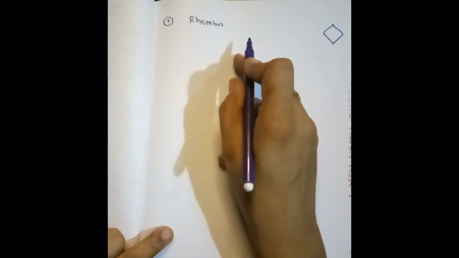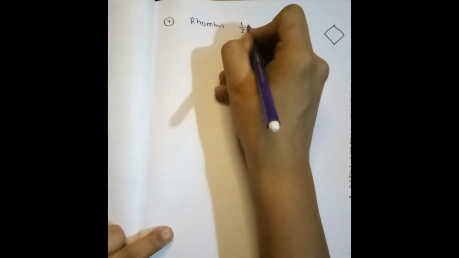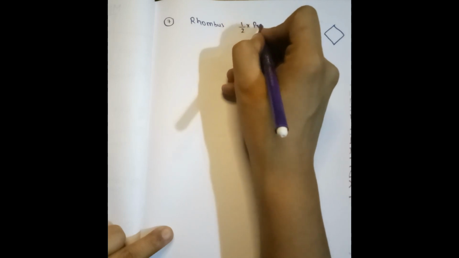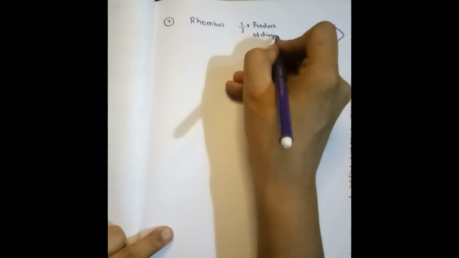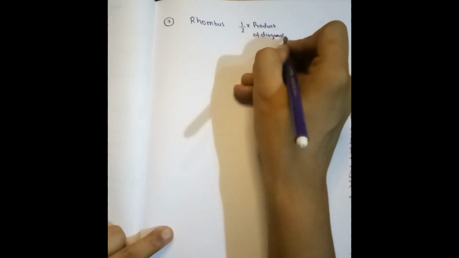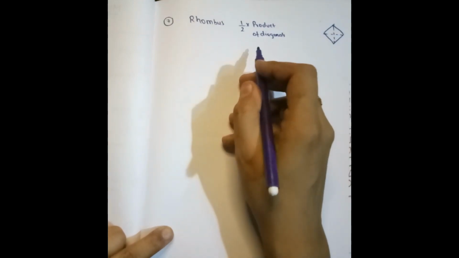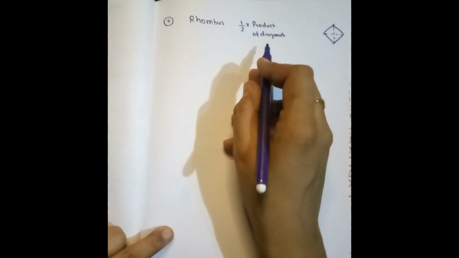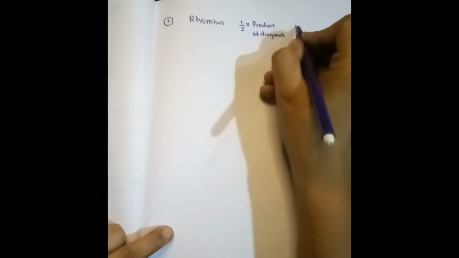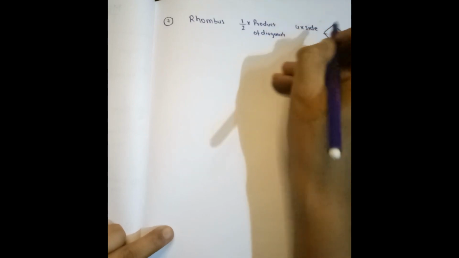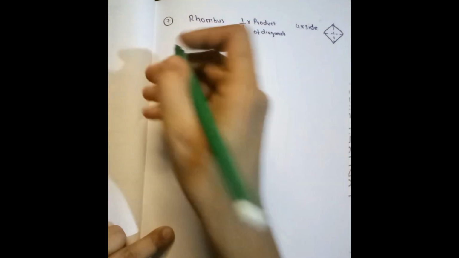Alright, so this is a rhombus, and the area of a rhombus is half into the product of diagonals. You can write down here: product of diagonals. What are diagonals? If you just join the opposite vertices, those will be the diagonals. So half into product of diagonals is the area of a rhombus. Now the perimeter of a rhombus is simply 4 times side, because all the sides are equal. Now let's start with the next shape, and that is parallelogram.